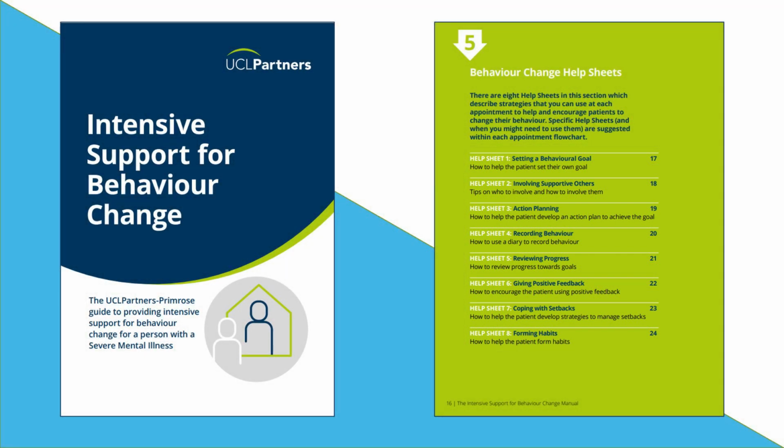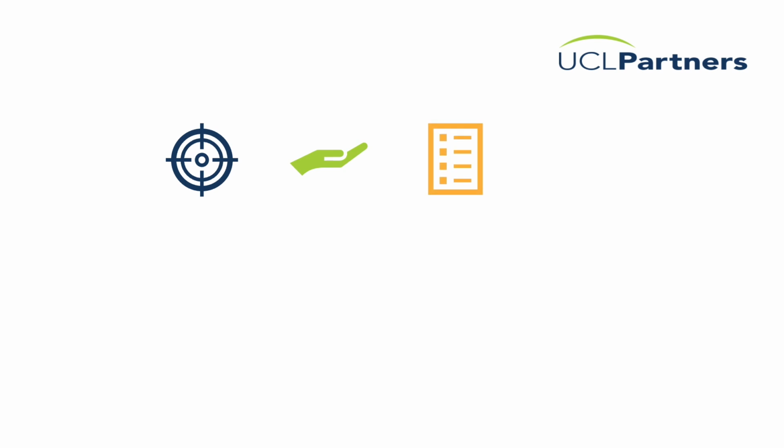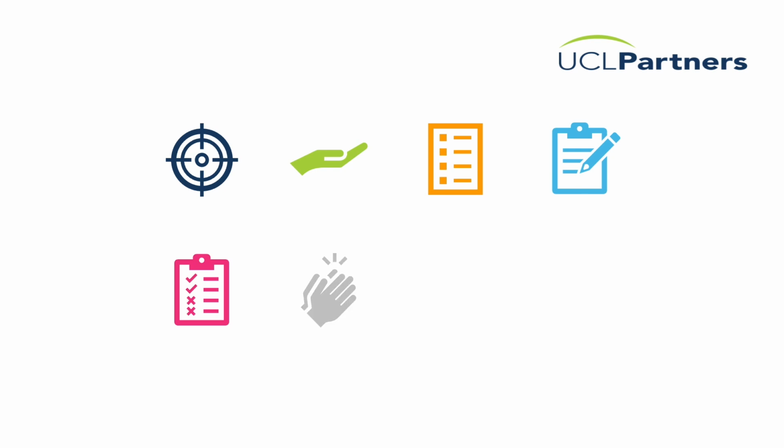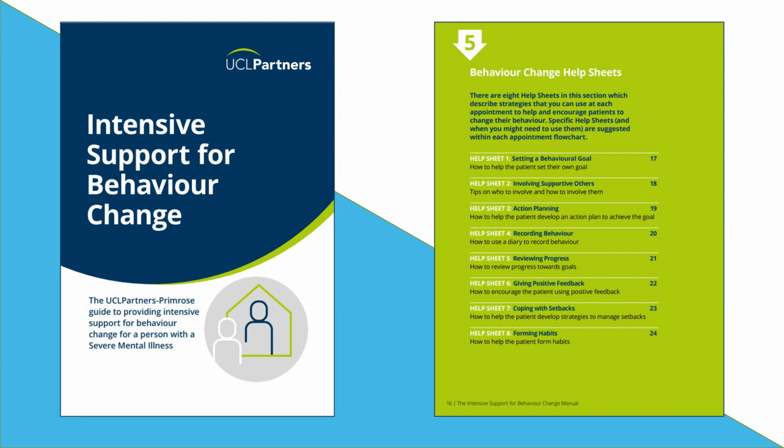These strategies are drawn from the behaviour change technique taxonomy, which is related to the COM-B model of behaviour change. The strategies are setting a behavioural goal, involving supportive others, action planning, recording behaviour, reviewing progress, giving positive feedback, coping with setbacks, and forming habits. You'll notice some crossover between these and the communication skills used to engage patients. You'll find behaviour change help sheets to support you on pages 17 to 24 of the manual.